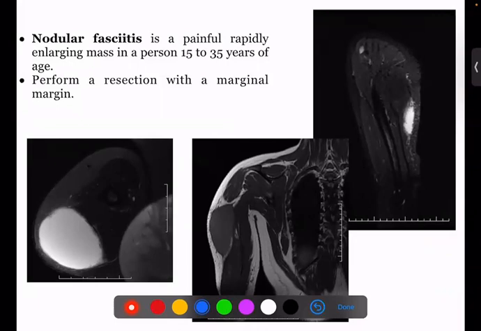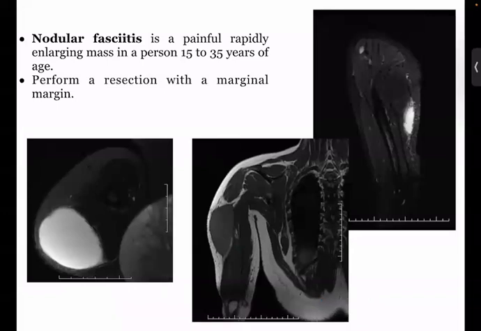If you remember the rule that we said for soft tissue sarcomas, on T1 they are low, and on T2 they are bright. Nodular fasciitis is a benign entity, but sometimes it's a painful, very rapidly enlarging mass, usually in young patients, 15 to 35, and the treatment usually is marginal excision. But we cannot do marginal excision unless we have a diagnosis. Let's look at this. This is T1, and if I'm not mistaken, yes.